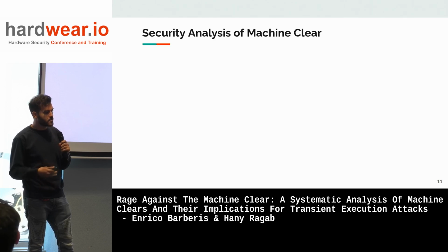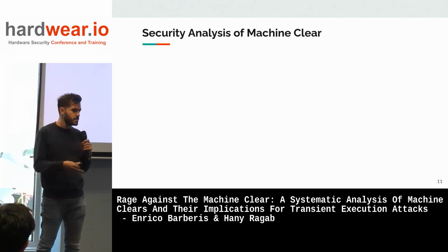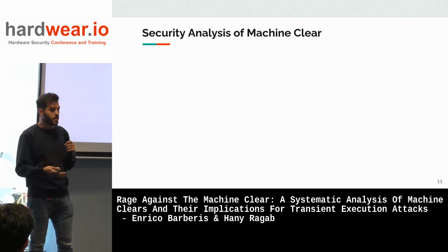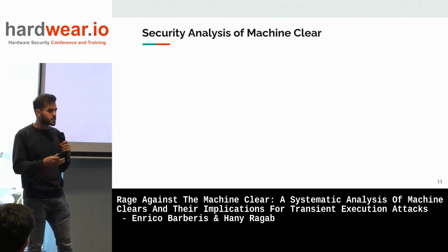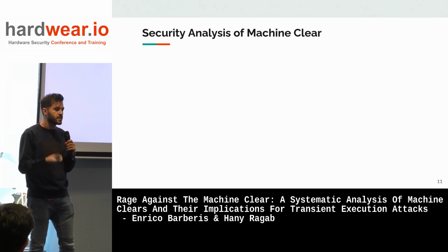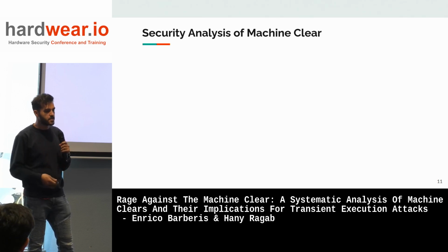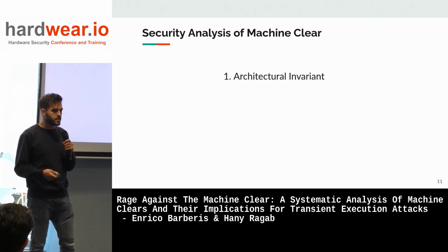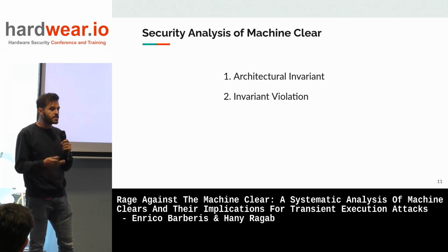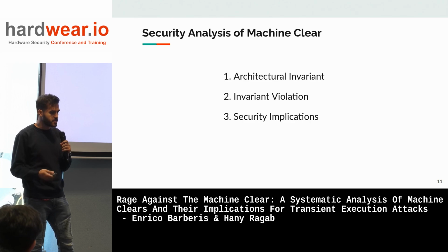So here we're going to explain how we approach all these different types of machine clear during our reverse engineering and security analysis, and what the main points are that we focus on in order to understand the root causes of these events. First, we look at what is the architectural invariant at the core of each type of machine clear, and how this invariant can be violated, therefore creating a machine clear. Then, what are the security implications of this invariant violation? And finally, how can this violation be exploited?